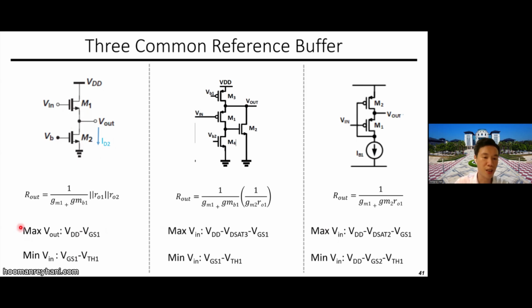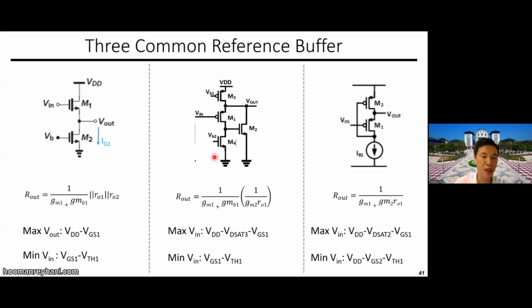So you can see that there's a huge range in which your input buffer can stay in saturation and operate very well if you are using a source follower. But of course, this is good for the input buffer, and may not be good for the reference buffer because the output impedance is not so low.